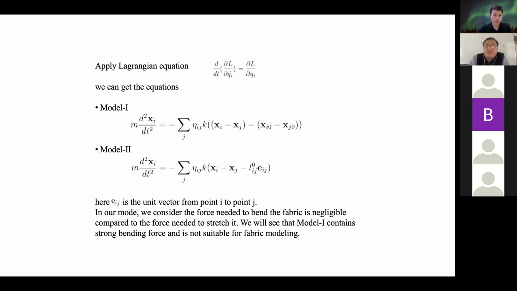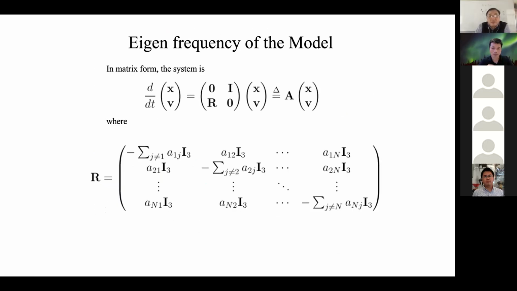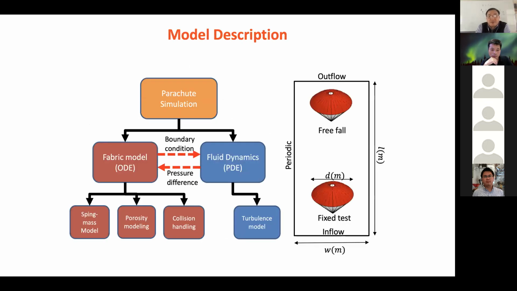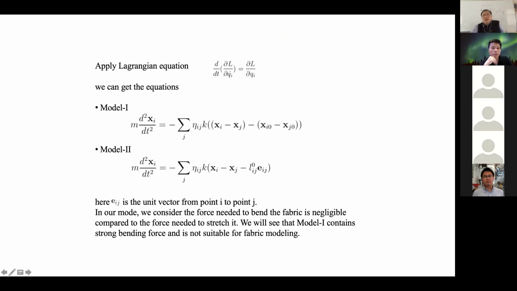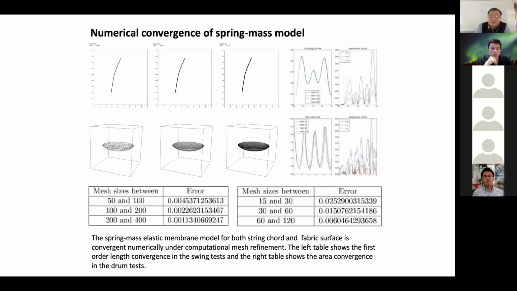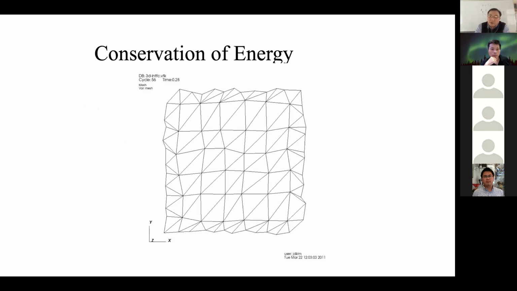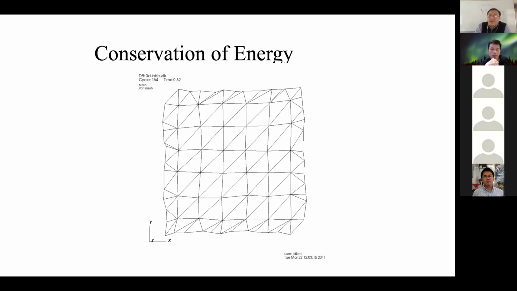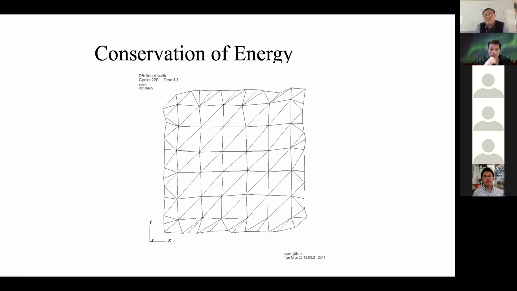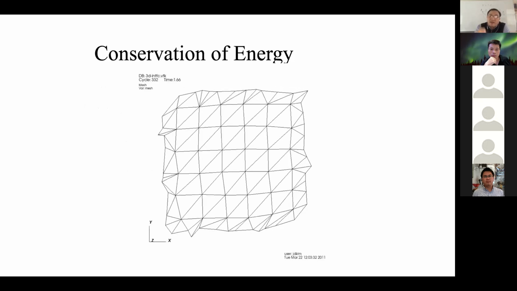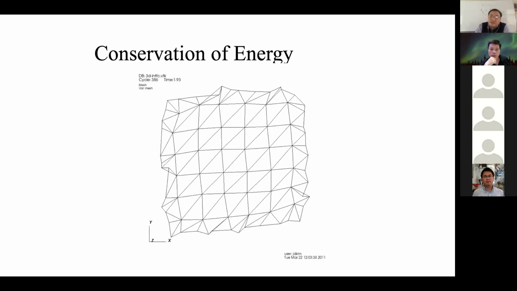Spring mass model. Let me see if I have a picture of that. I don't have the picture of this. I think the picture is in a later slide. Let's see. Yeah, this is like a spring mass model. So each element of the surface is considered as being made of spring mass points joined by bonds as springs.